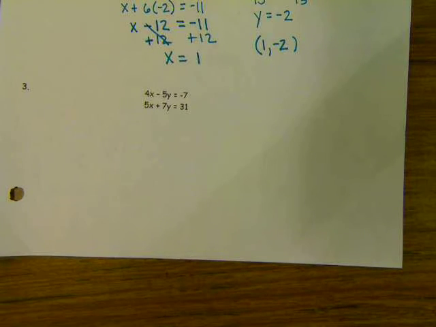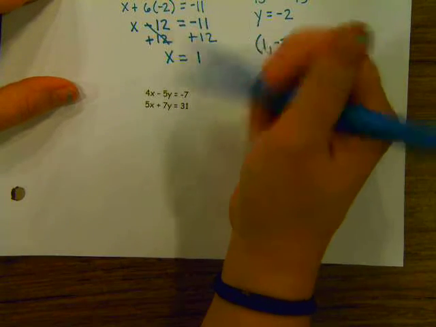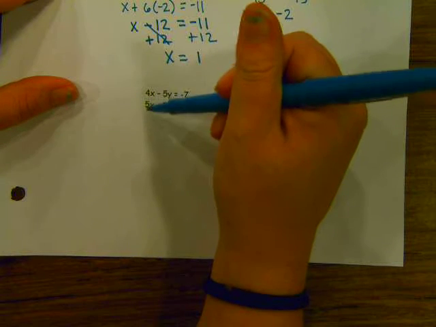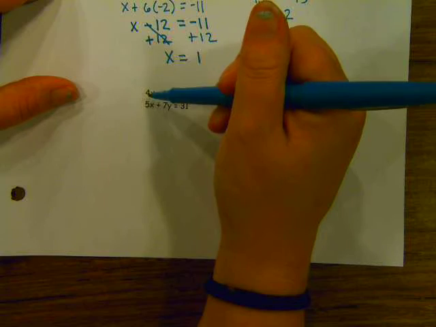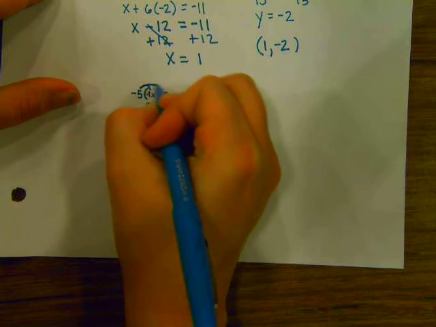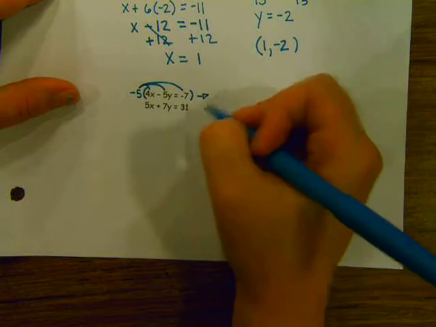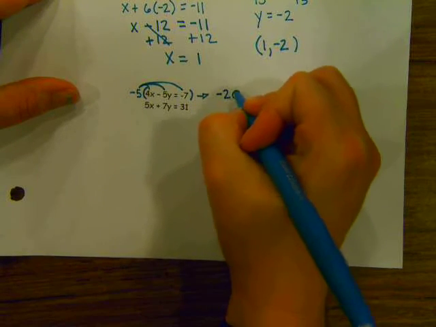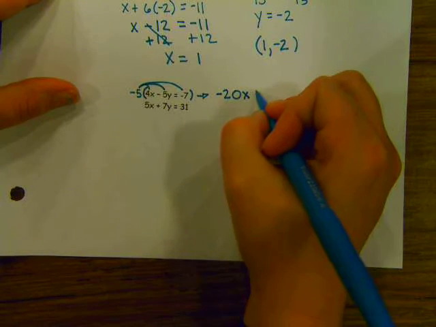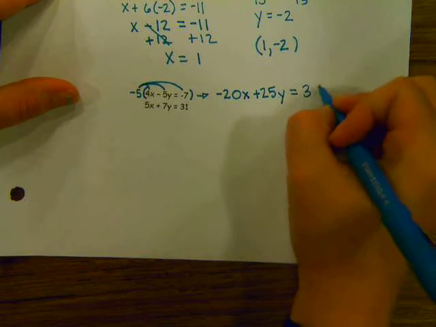Last but not least, number 3, there's no opposites at all again, but I can't just multiply one of them because that still won't make opposites. So I have to multiply both of them. I'm going to choose the x. I like 4 and 5 because I know the lowest number 4 and 5 can both change into is 20. So what I'm going to do is multiply this by -5 to every number so that this becomes a -20, because you want one of the numbers to be negative and the other to be positive. So -20x, -5 times -5 is +25y, and equals -7 times -5 is 35.